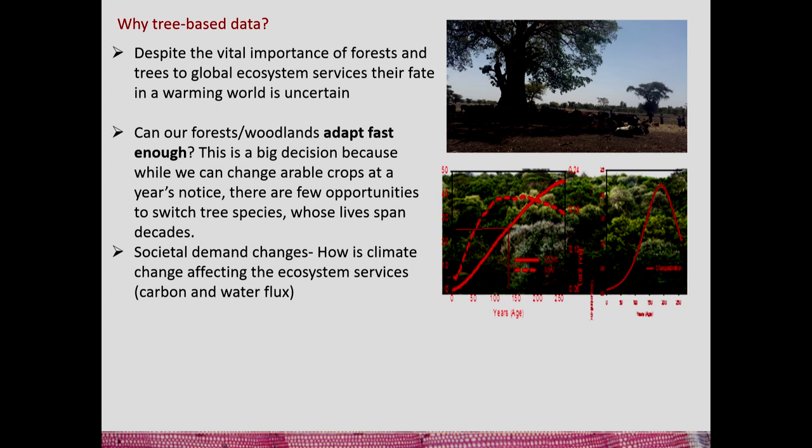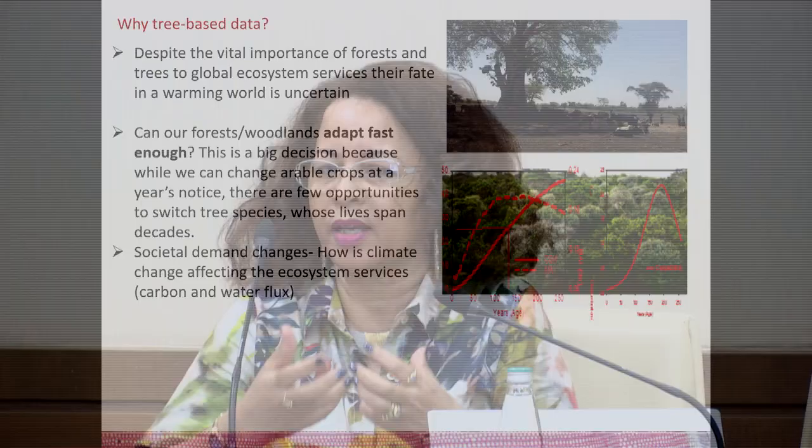What do we do to increase the resilience of species? Because in terms of crops, if it is drought sensitive, you can change it in 1 year. But trees are there for decades and centuries. So we have to be careful when we plant them now, because we know that they have to stay for decades and centuries. So resilience is really critical.